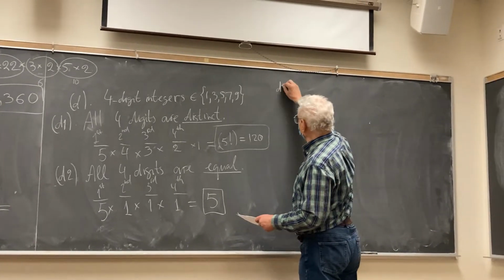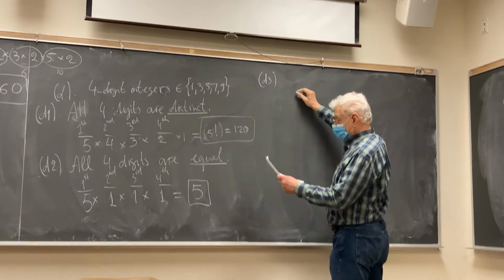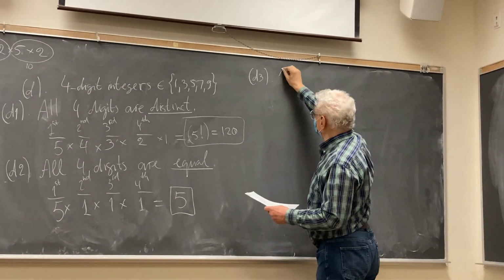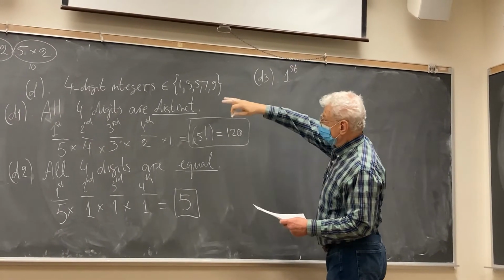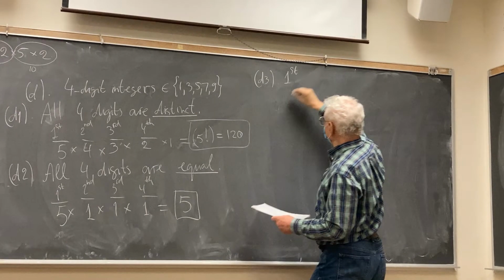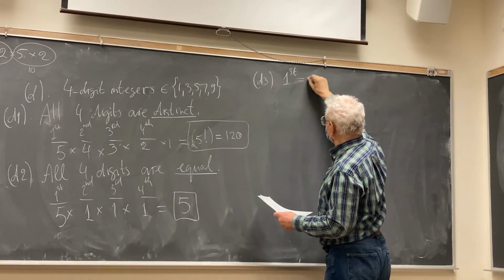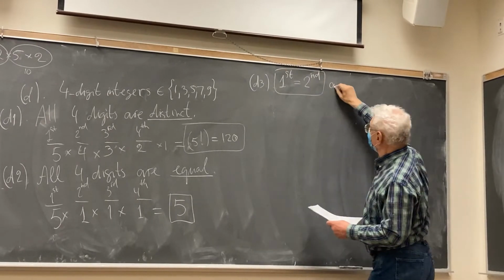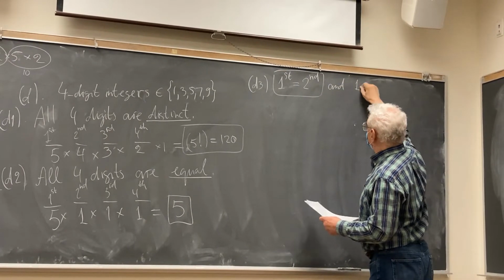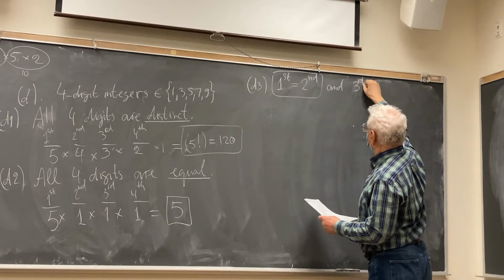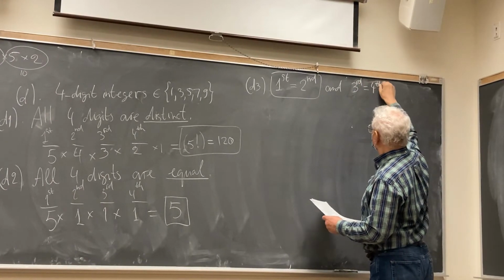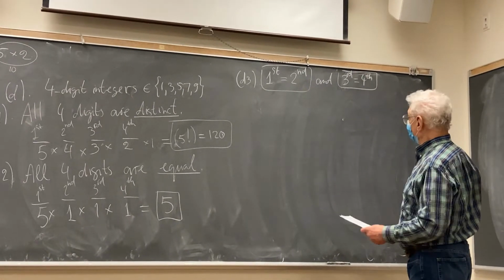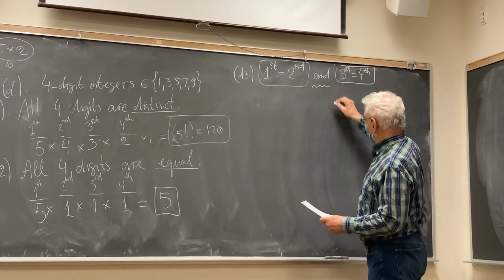Maybe okay, D3. Let me try first digit. So the same question: 4-digit integers belong to this one. First digit equals second digit, and first and third digit equals fourth digit. Okay, and, so this important: and.